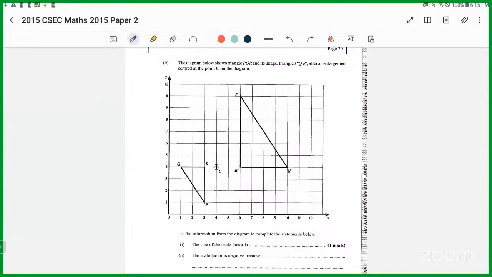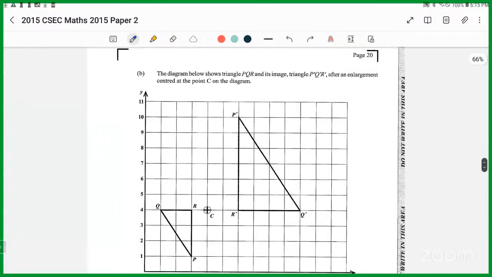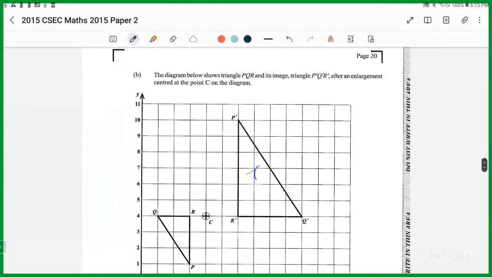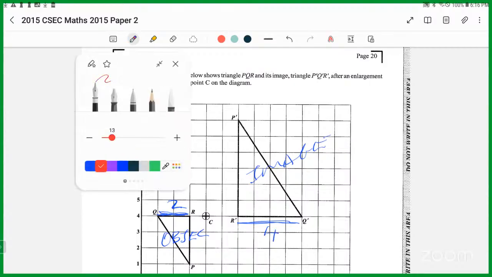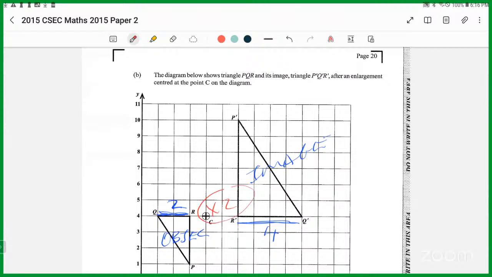Alright. So there are certain things on this one you should know as soon as you look at it. Right? One, you should know that it's an enlargement. This one has a prime on it, so this one is the image. And this one is the object. If you compare one side, for example QR with Q prime R prime, this side is 2 units and this has grown to 4 units. That's a multiplier of 2. So the scale factor has a value of 2.